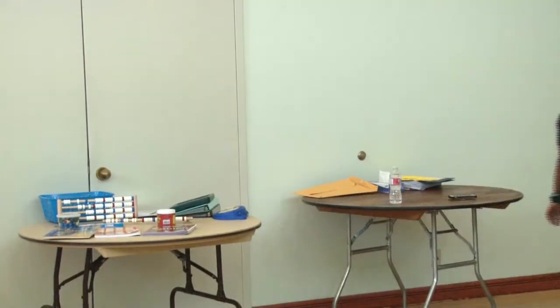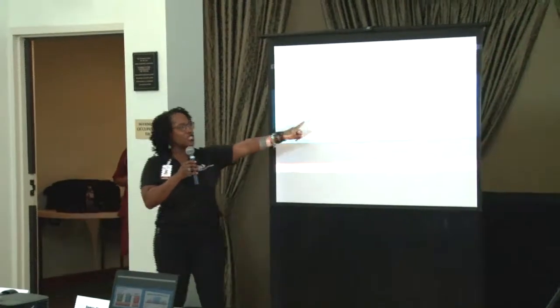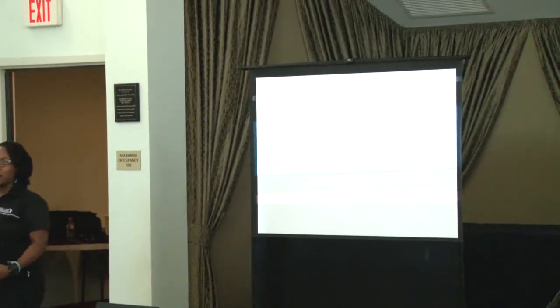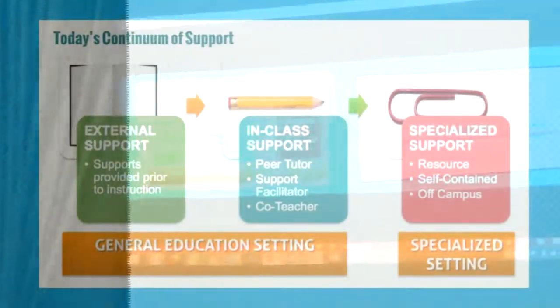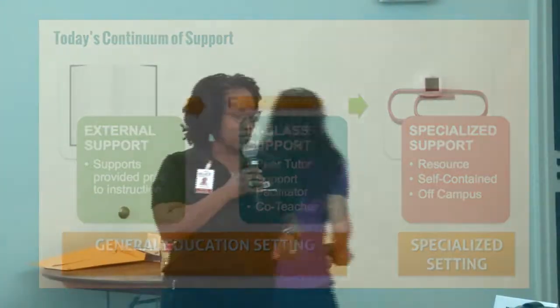All right, so we're still looking at the continuum of support. Over here, you will hear the word external support as well as in-class support. Just know this is when students are in the general education setting. That is the LRE, okay? So they're being educated with their non-disabled peers in the general education setting, okay? So we're going to move across the continuum to specialized support. Now they're being pulled out of the general education setting. So you may hear language such as resource, self-contained. They could be off campus. Your specialized support, that could be other programs as well, okay? All right. You can go to the next one.